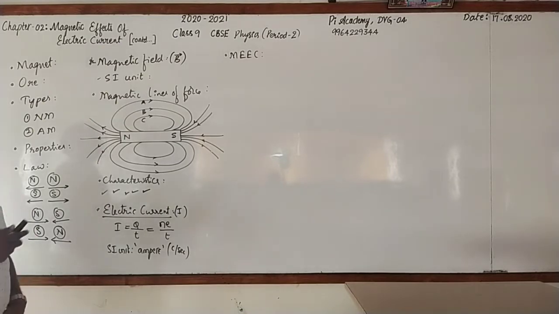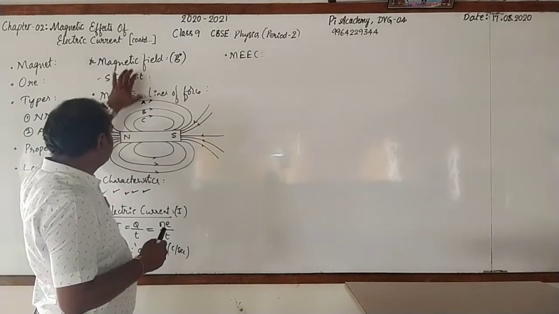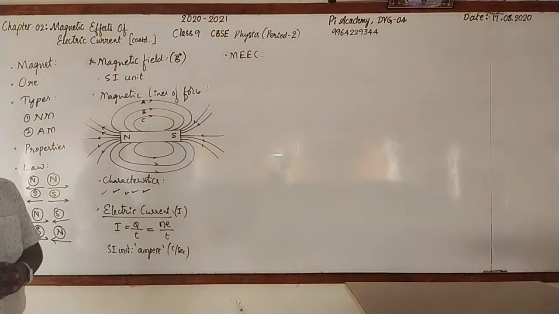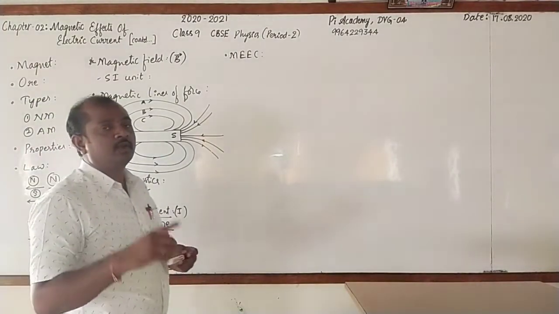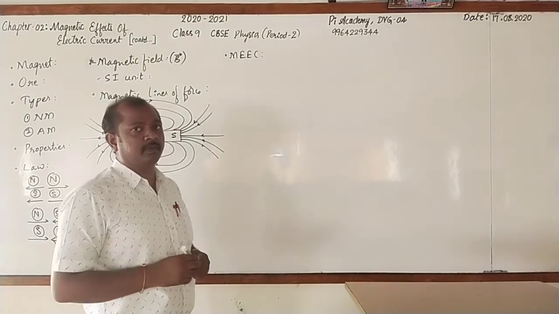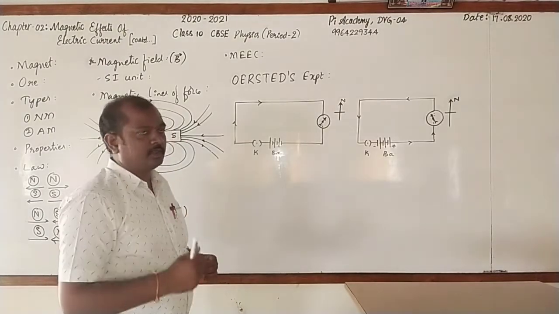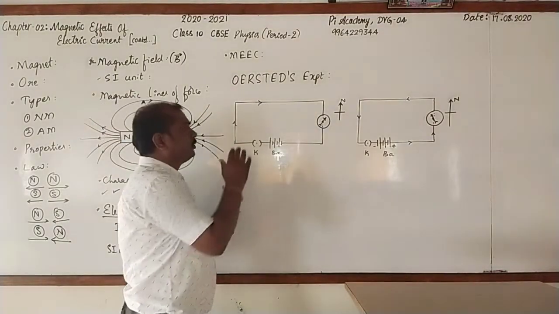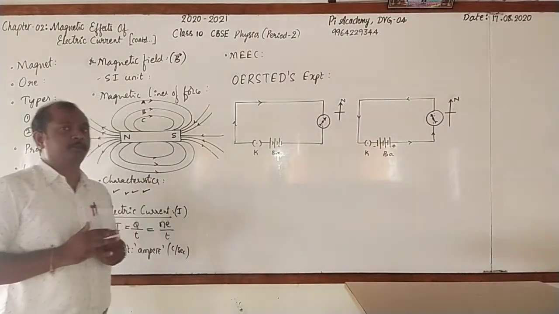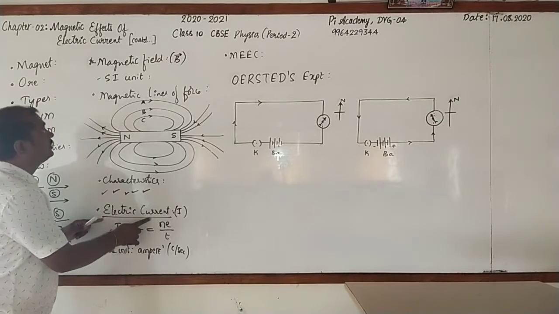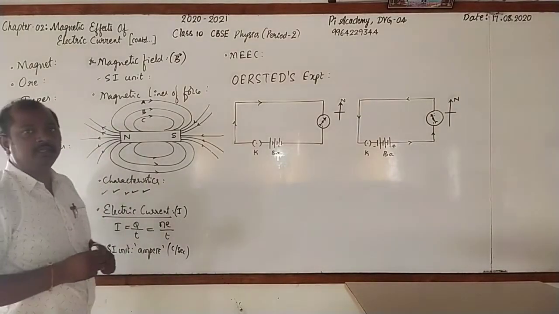So, before going to that, I told you the relationship between magnetic field and electric current was discovered by Hans Christian Oersted, and the experiment is known as Oersted experiment. Now let me explain Oersted's experiment. What is the aim of the experiment? His intention is to show electric current can produce magnetic field.